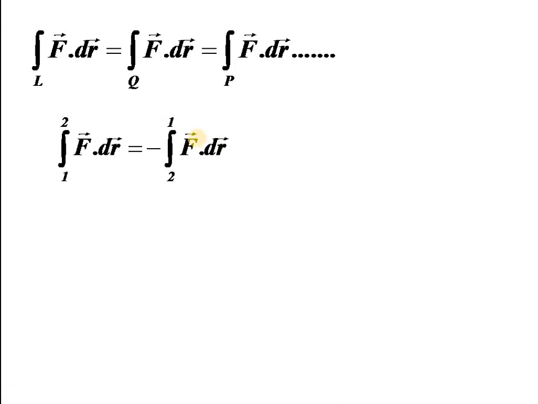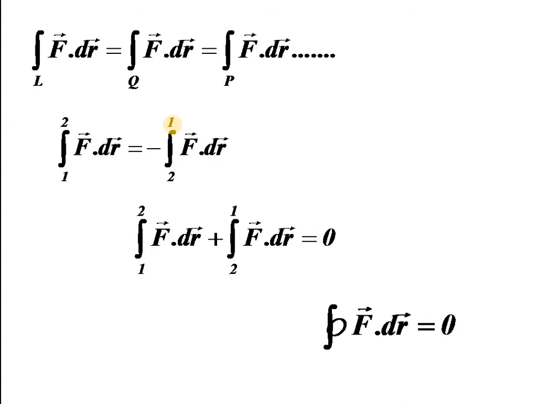Suppose in the initial case you did work on the body to move from point 1 to 2. In the second case, you will get that work out of it. So we can say the total work done to move a body around a closed path is equal to 0. Total work done can be shown with a closed line integral, so we write closed line integral F dot dr equal to 0.